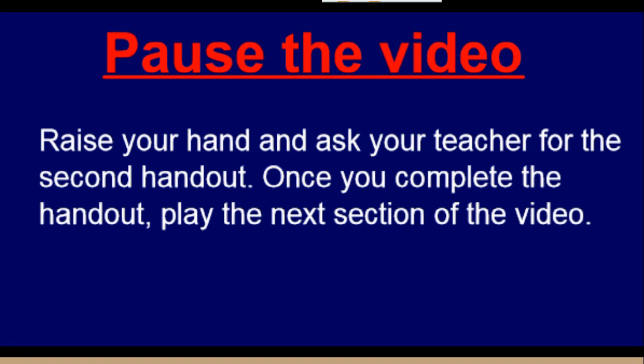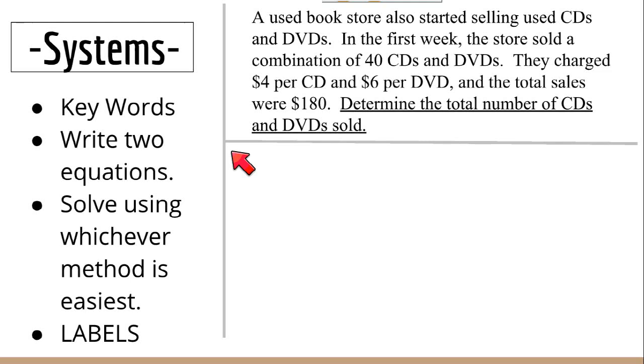All right, finally, let's look at systems. Again, like before, we're looking for any keywords to start out. So we get this problem over here that says a used bookstore also started selling used CDs and DVDs. In the first week, the store sold a combination of 40 CDs and DVDs. They charged $4 per CD and $6 per DVD. The total sales were $180. So here's our actual question. Determine the total number of CDs and DVDs sold.